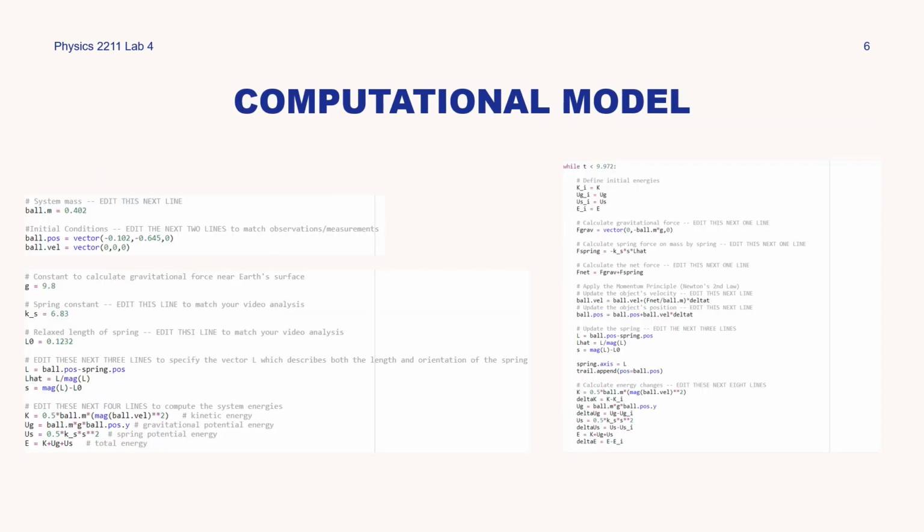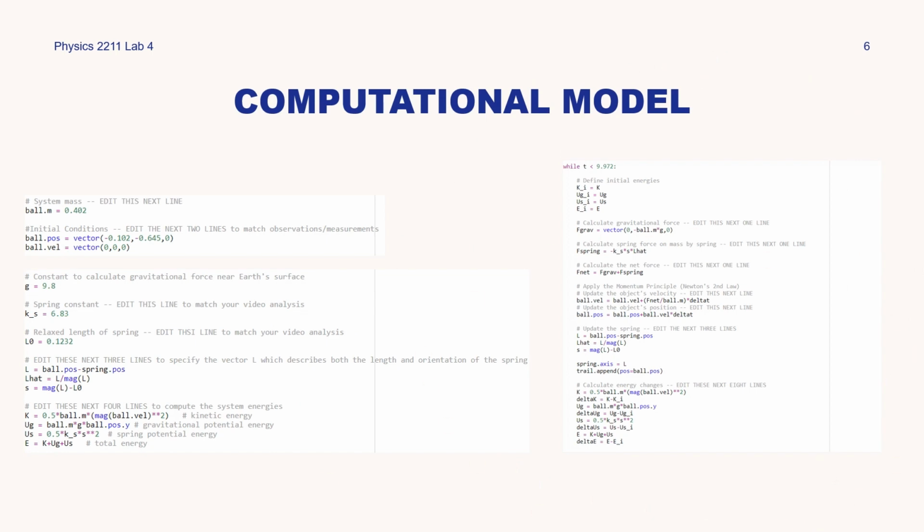From my tracker data, I was able to find that the period of oscillation was about 1.52 seconds, and after some quick math, found that the spring constant was about 6.83. After finding these values and putting in the equations from the intro into the GlowScript code, we are able to run the program and get the following models.